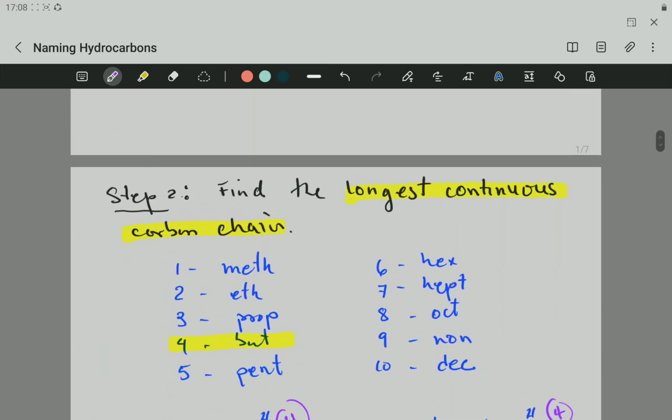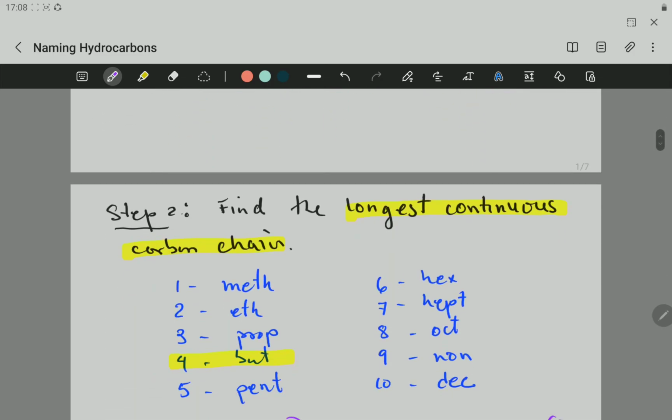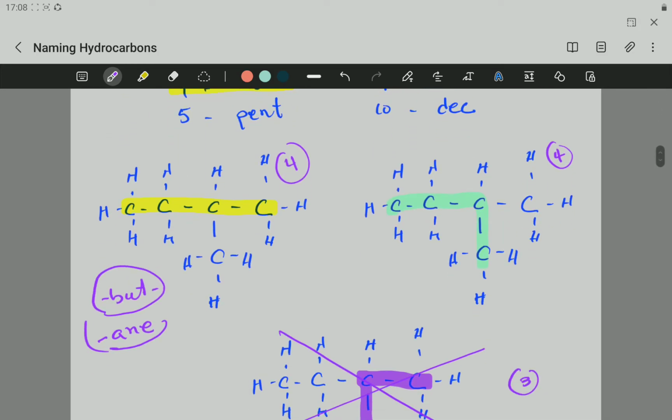Step 1 is to look for the homologous series. This is an alkane, and therefore it will finish in ane. Step 2, find out the longest continuous carbon chain and use any of the prefixes there: meth, eth, prop, but, pent, hex, hept, oct, non, and dec. Any of them according to how long is the longest continuous carbon chain. We decided it was this one here, the first one. The first option here has 4. We're going to use that. So far we know that it's going to be but and it's going to end in ane.